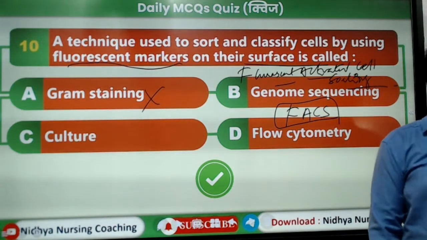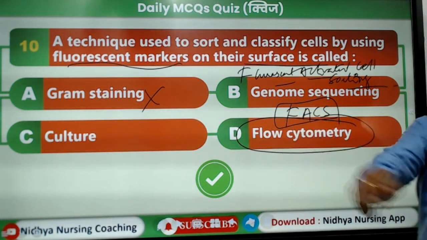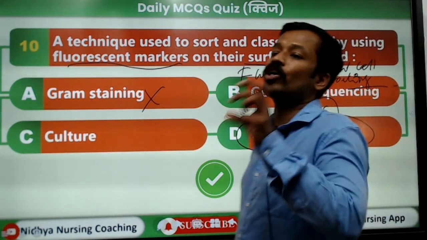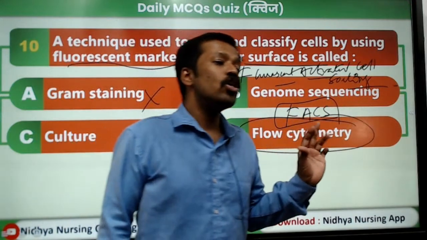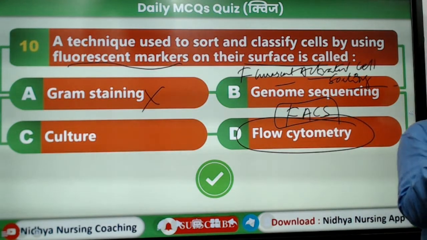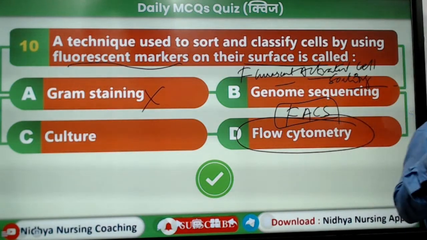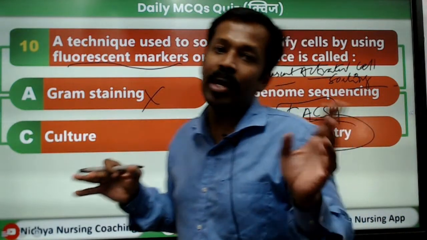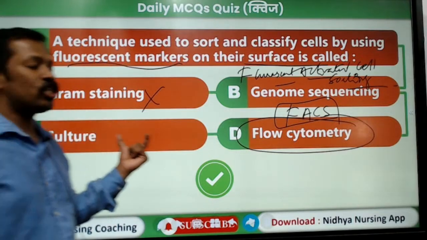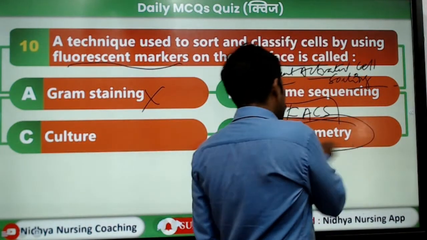One of the fluorescent activated cell sorting methods is flow cytometry. One of the classical examples is flow cytometry. Cell sorting and differentiating: we are differentiating one cell from the other, separating or segregating the tissues. That is cell sorting. One of the cell sorting methods is fluorescent activated cell sorting, and one example is flow cytometry.